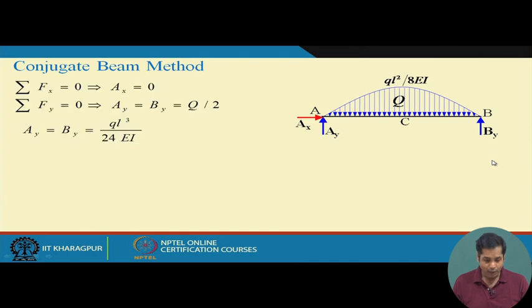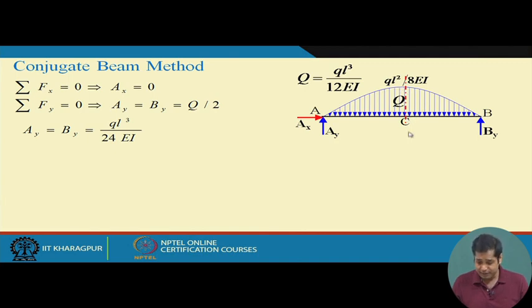So, these are the support reactions we just obtained. Now, this is the total Q. Suppose I want to determine the bending moment and shear force at the midpoint. How to do that?